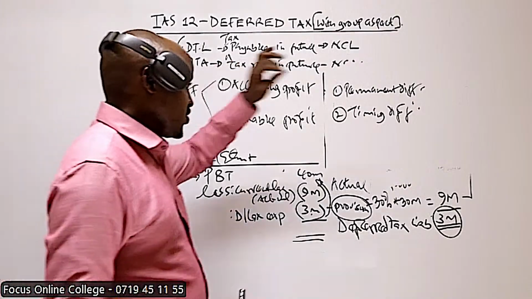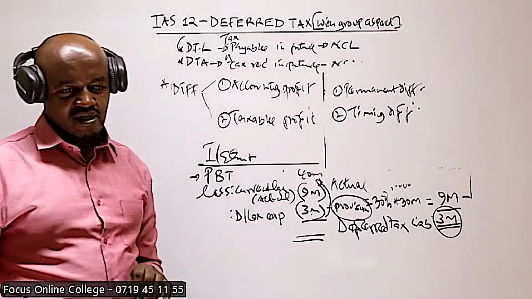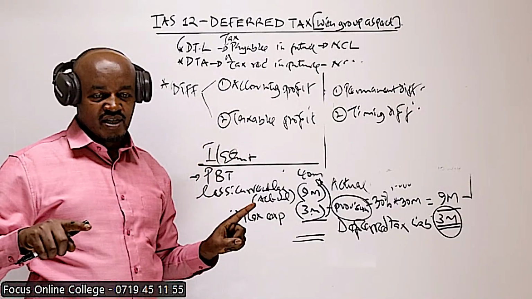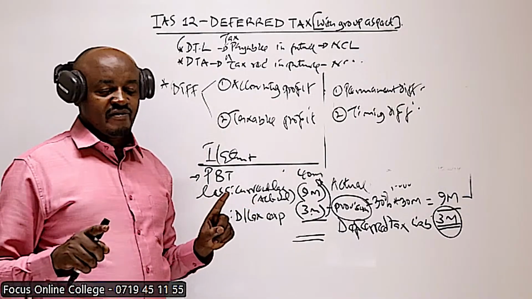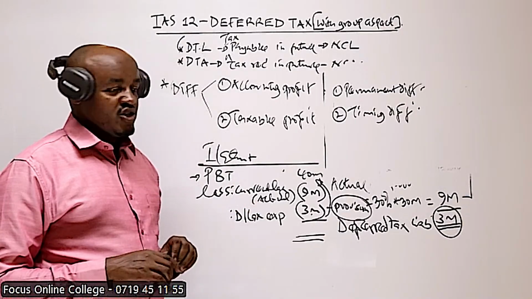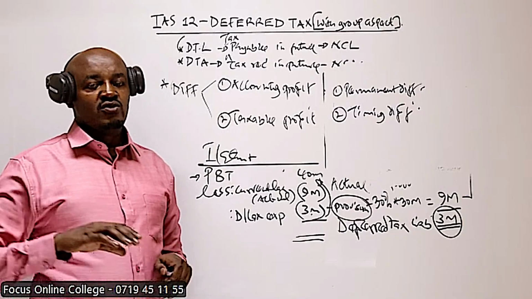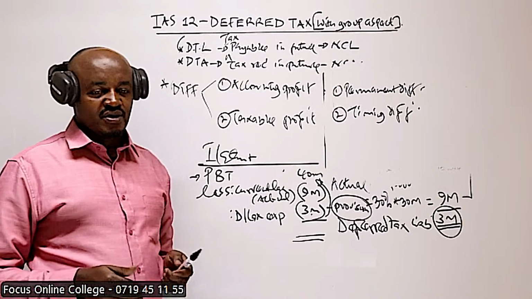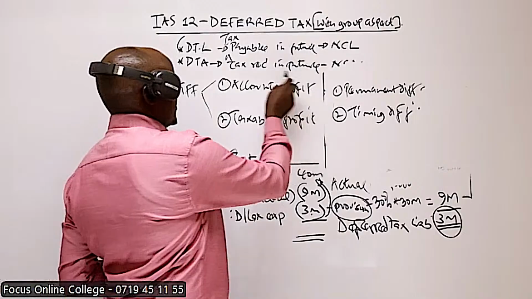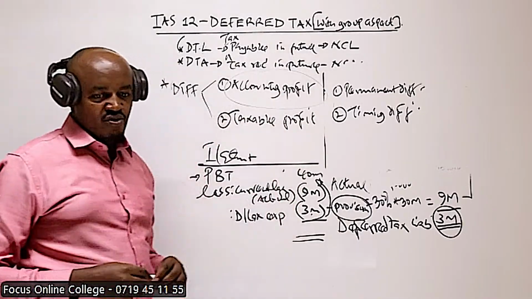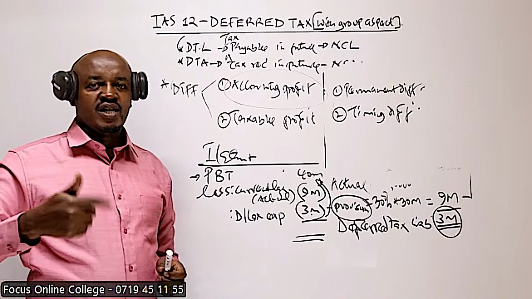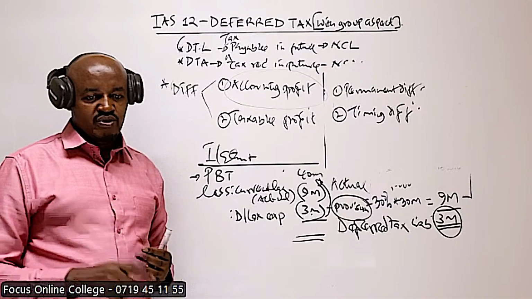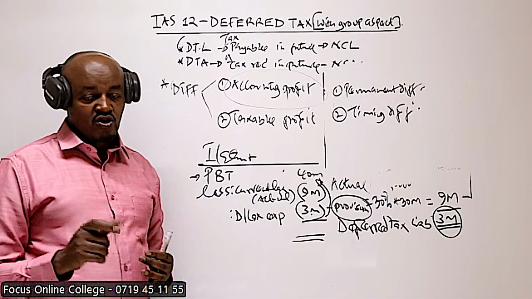Now, first of all, we talk about the permanent difference. This is actually the difference between these two profits, the difference between accounting profit and taxable profit. And what causes this difference? This difference is basically occasioned or caused by taking into account certain items of incomes and expenses in the computation of accounting profit, but those items are not taken into account in the computation of taxable profit.